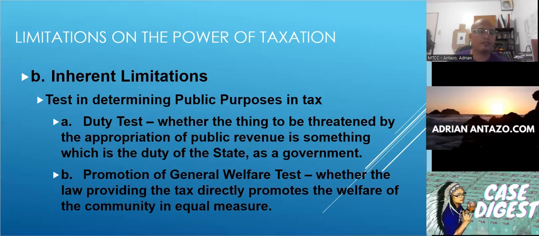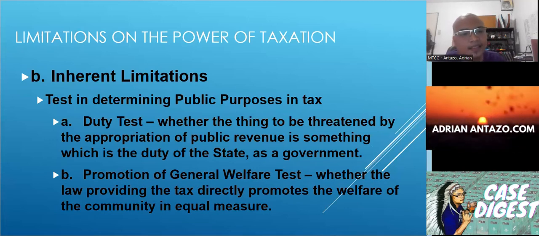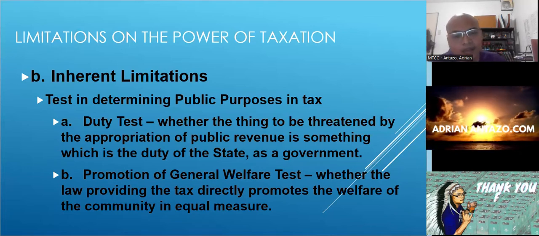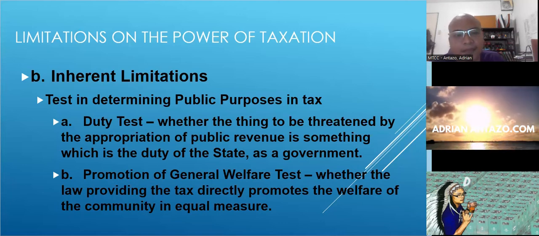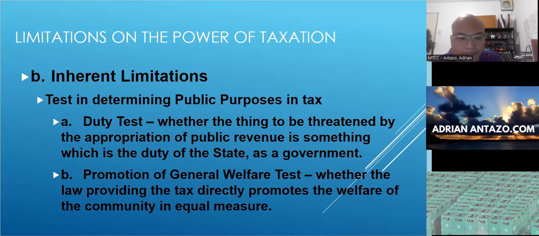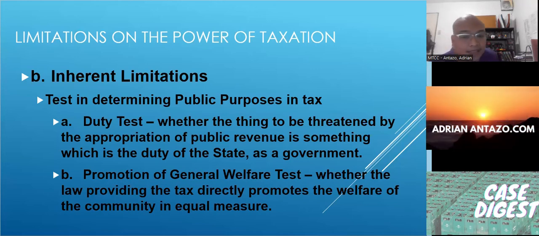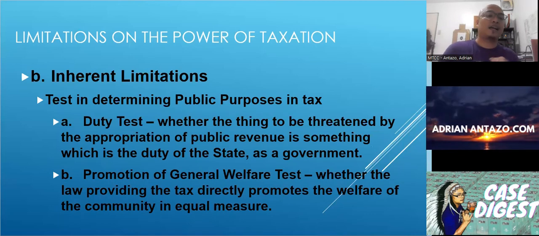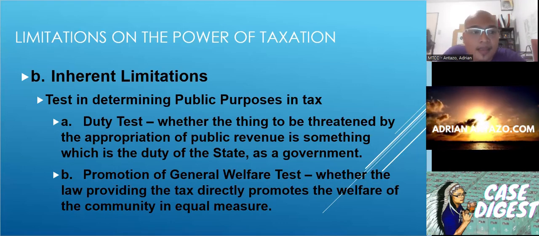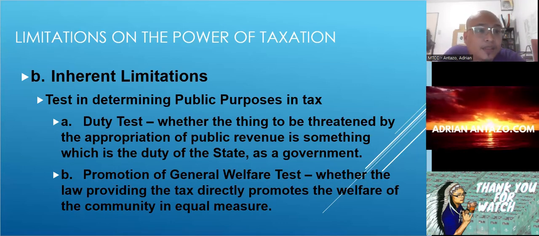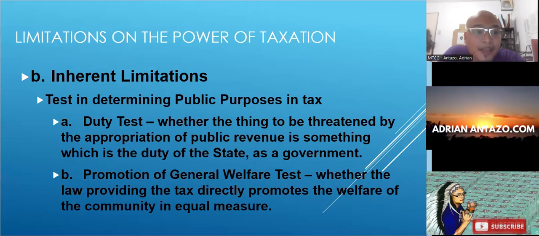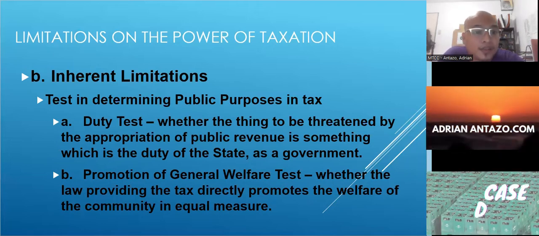it is not an excuse for you not to pay that tax that is due. Okay? Next. Another inherent limitation is the test in determining public purpose in taxation. So number one is the duty test, where the thing to be furthered by the appropriation of public revenue is something which it is the duty of the state as a government to provide. So duty ba talaga ng state na mag-provide para doon sa purpose na yon? In the Pantawid Pamilya Program, it is the duty of the state to help the poorest of the poor, to help them alleviate poverty. So that is a duty of the state.